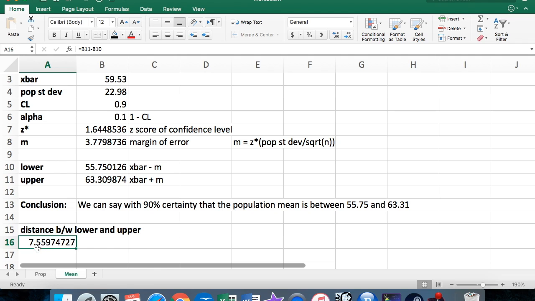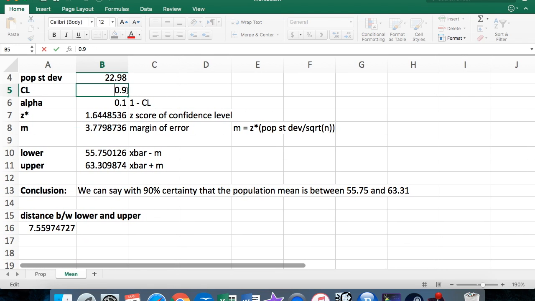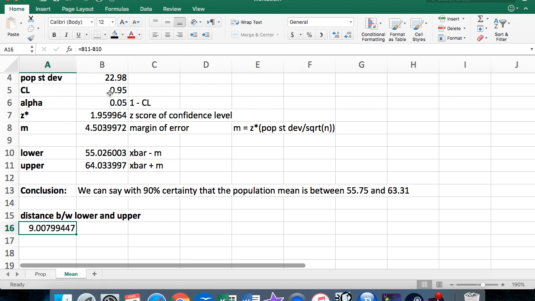So there's approximately 7.56 units between my lower bound and upper bound, and mu can be any value within that distance. So that's a pretty large span, right? Well, check this out. So that's with a 90% confidence level. Let's try it with a 95% confidence level. So remember, that's 7.5. Ooh, look at that. So as soon as I increased my confidence level just by 5%, now instead of the distance being 7.5, now it's 9.